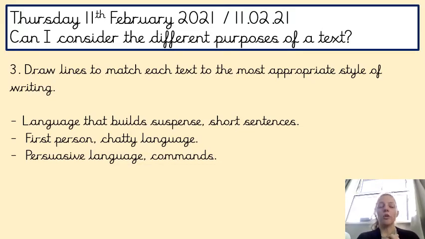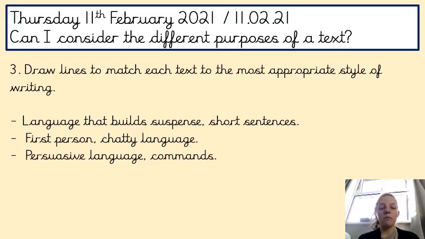Now, for question 3, you have been given styles of writing and then examples of different texts. So it's your job to draw lines to match each text to the most appropriate style of writing. I've got the 3 styles of writing here. I'm not going to tell you which one you need to link them up to, but I'm going to explain about these different styles of writing, okay?